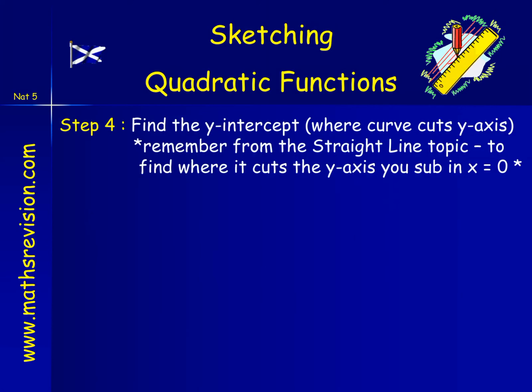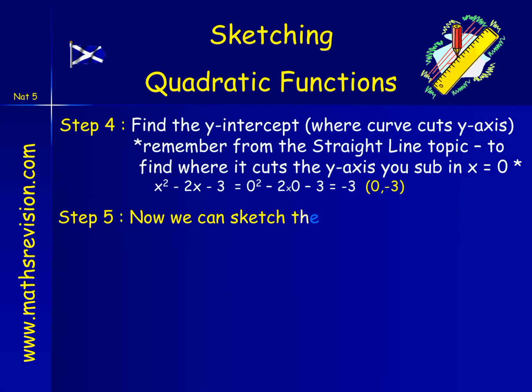You sub in x equals 0. Where do you sub it into? Well, it gets subbed into the equation. The equation is x squared minus 2x minus 3. Sub in x is 0 and we get negative 3. So as a coordinate, what was x? What was y? Well, x was 0. We just subbed in 0 and we got negative 3 as the answer. So (0, -3) is our point on the y-axis where this parabola cuts through. And that should be all the information we need to now make a decent sketch of it.